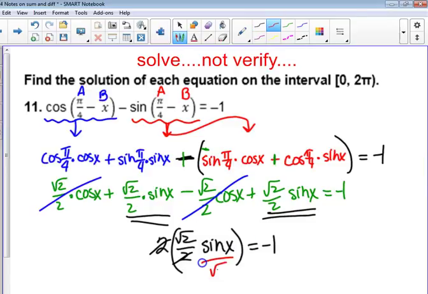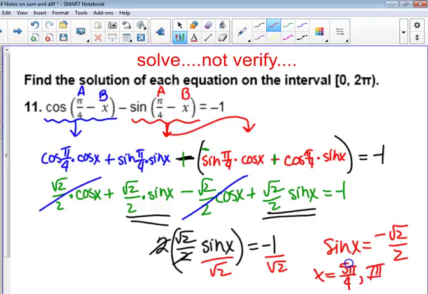Oh, if we divide both sides by square root of 2, we have the sine equals, what do we get over here? Can you tell me in the interval 0 to 2 pi where that's true? Okay, they get a little better, I promise.